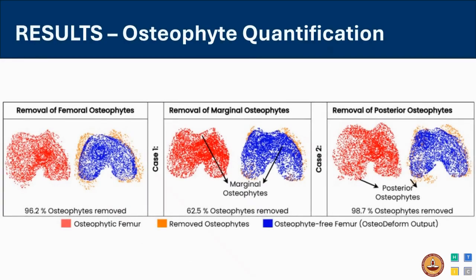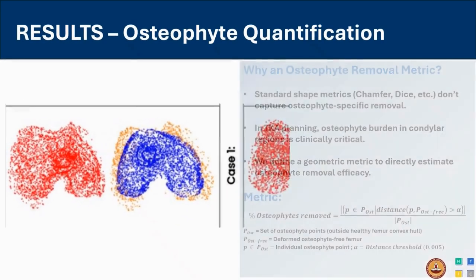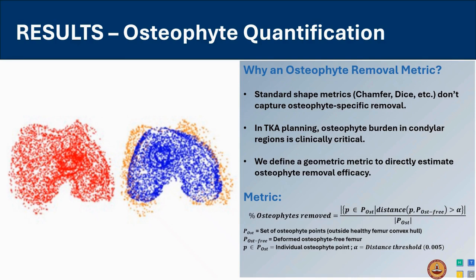Coming to the osteophyte quantification, to effectively quantify osteophytes, we have come up with an osteophyte removal metric, since standard shape metrics such as chamfer distance or dice scores don't effectively capture osteophyte-specific removal. In TKA planning, osteophyte burden is particularly in the condylar regions. So we define a convex hull of the healthy femur and identify points outside it as osteophytes. Using a distance threshold, we determine whether these points are removed from the Osteodeform output.